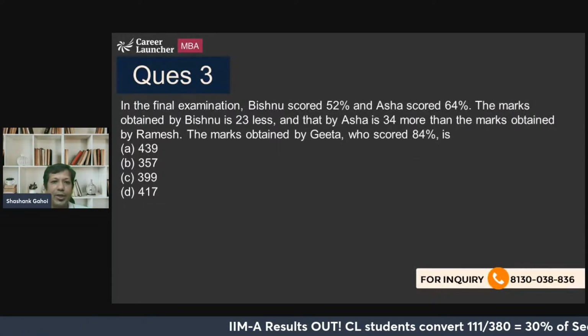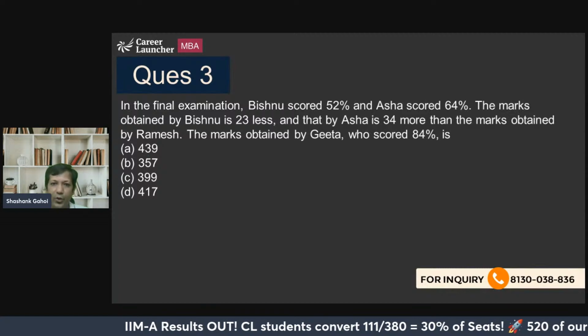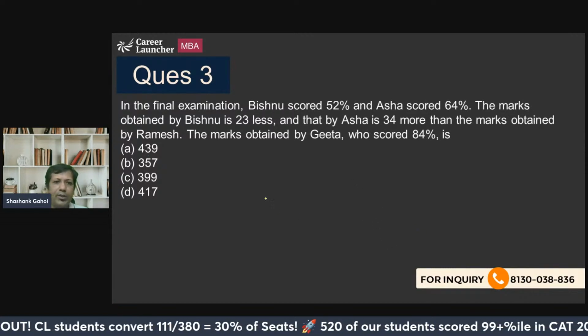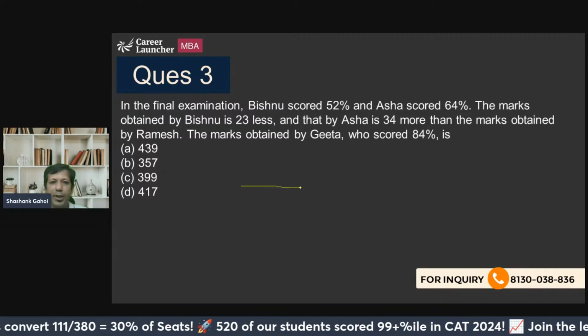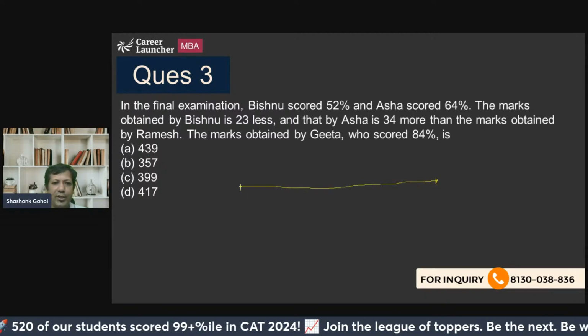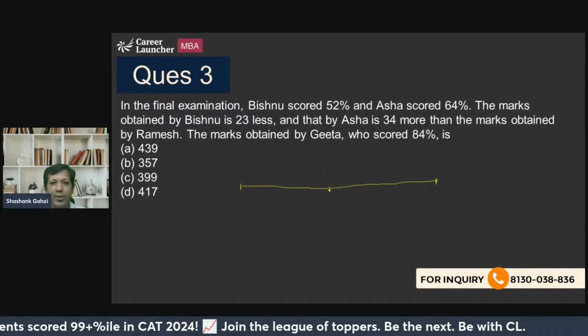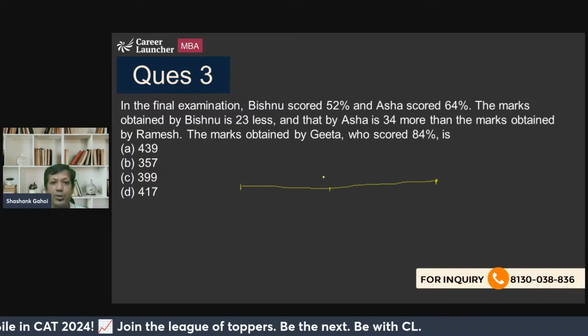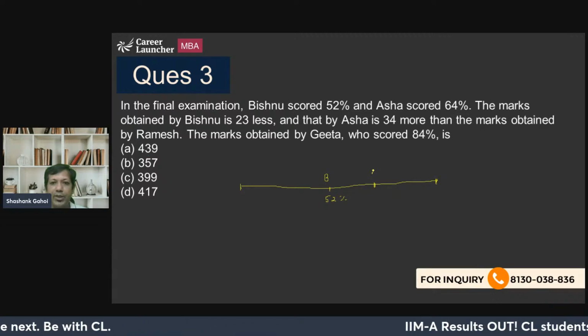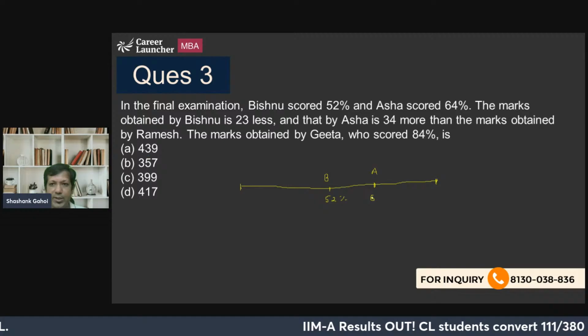In the final examination, Vishnu scored 52%, Asha scored 64%. Okay. So I'm just drawing a number line. We have done a similar type of question, I think, in the previous session as well. So that was also a CAT question. So Vishnu is here. He's standing at 52%. Asha is here. She is scoring 64%.